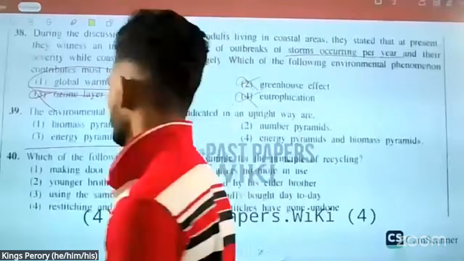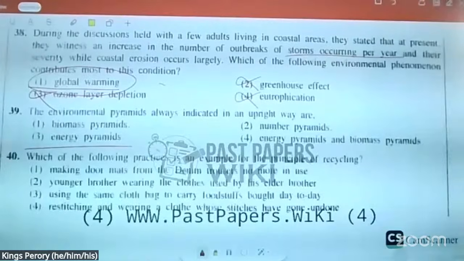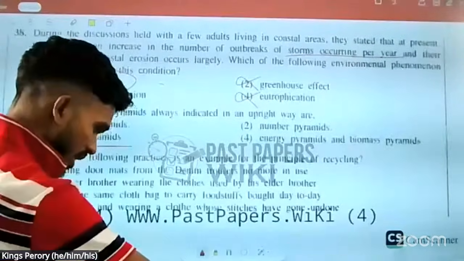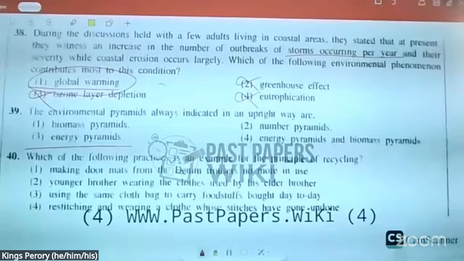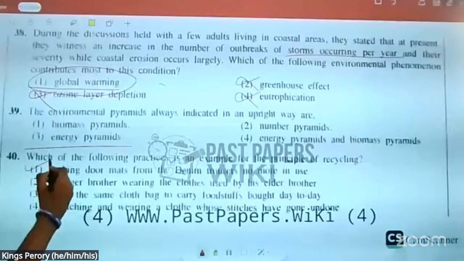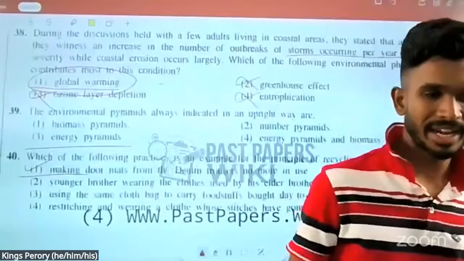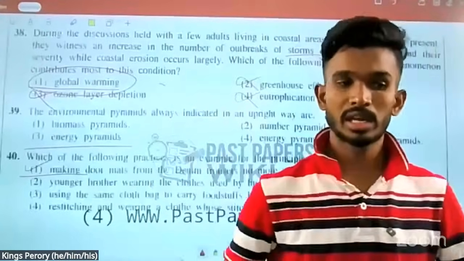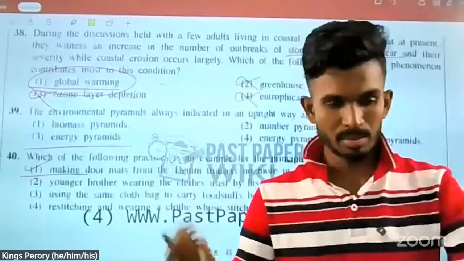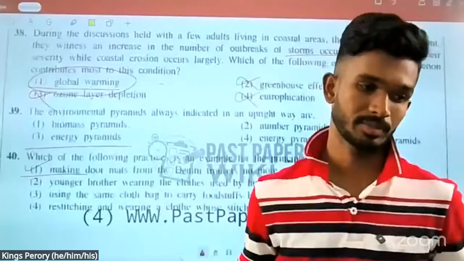Which of the following practices is an example of the principle of recycle? Recycle means from some substance, you have to make something else. Making a door mat from denim trousers. Door mat from denim. Your old denims, they convert into a door mat. You don't take the same denim and put it down and use it as a door mat. You take the denim, maybe you remove the stitches there, and you convert it into a door mat. That is recycle.